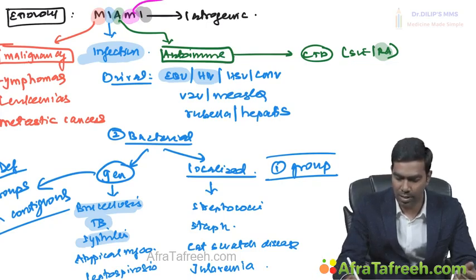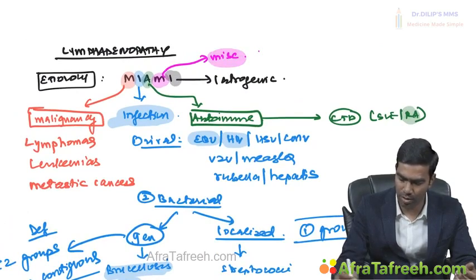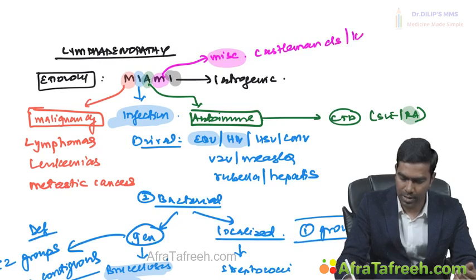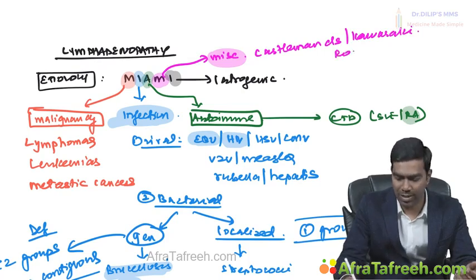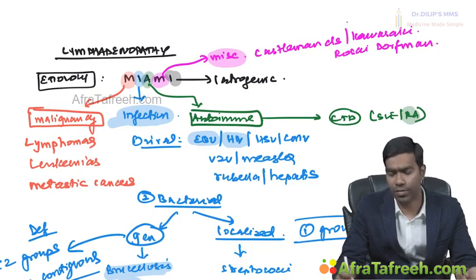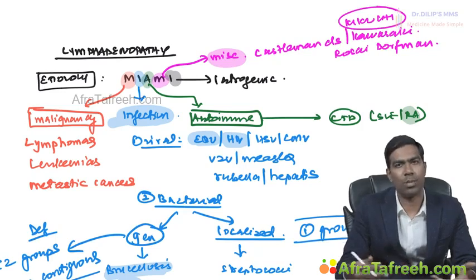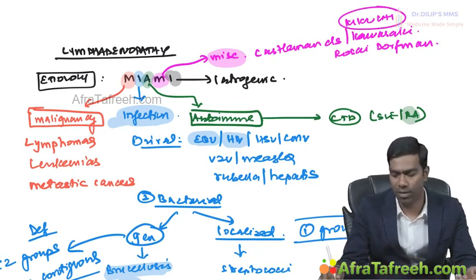Then you can see it in drug hypersensitivities, and in Castleman disease. This one I think we can put under miscellaneous. So under miscellaneous, you can put Castleman disease, Kawasaki disease, then Rosai-Dorfman disease. A lot of things are there. Then Kikuchi-Fujimoto disease, Kikuchi disease. All these things you can put under miscellaneous causes where you can develop lymphadenopathy.